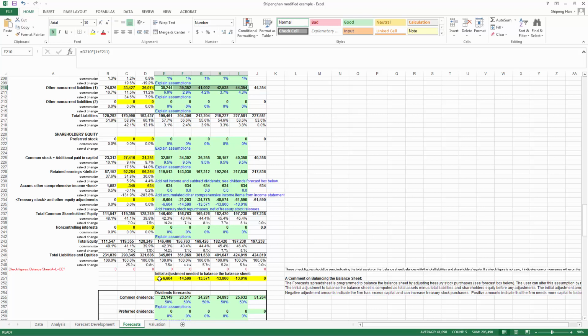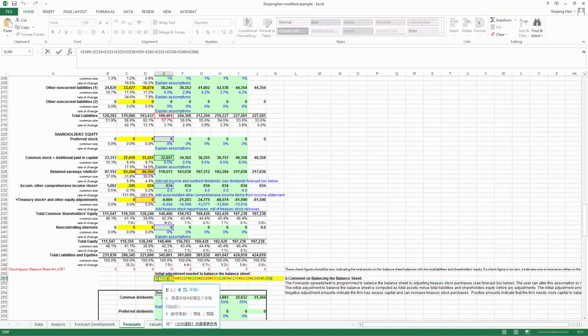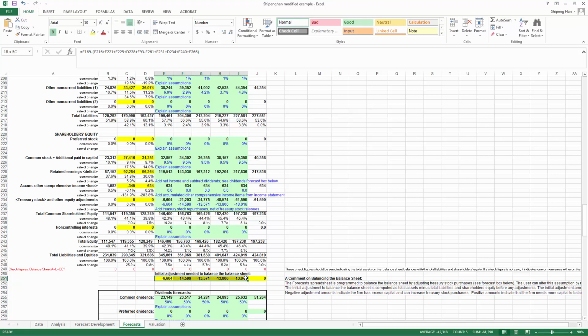So here in this row, if you click this cell, this is a comparison. E169 is actually total assets. The rest of these items are the right-hand side of the accounting equation, liabilities and all equity accounts. So the numbers here indicate whether the accounting equation is balanced, right? So we should balance the accounting equation by making adjustments in a flexible account. So in step 6, I will introduce how to find the flexible account.